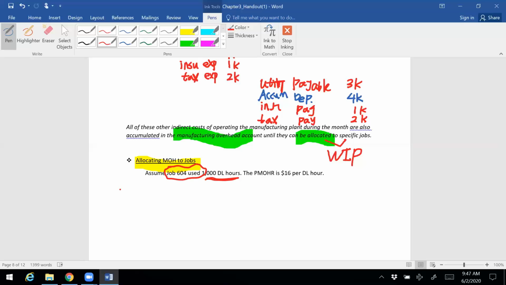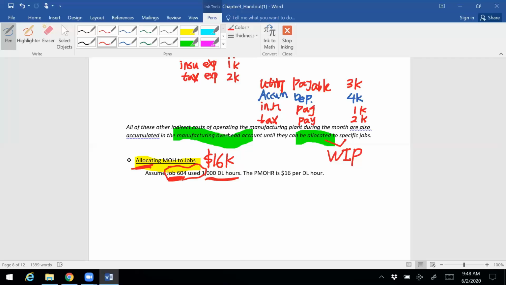Okay, now how do we allocate? We said you get this predetermined rate and you use your actual cost driver, you will get your allocation. So for 1 hour, we have to allocate $16 to manufacturing overhead. Totally, it used 1,000 direct labor hours. You first tell me what's the dollar amount. It has to be $16,000, right? We have to allocate $16,000 to that specific job, to job 604, as manufacturing overhead.